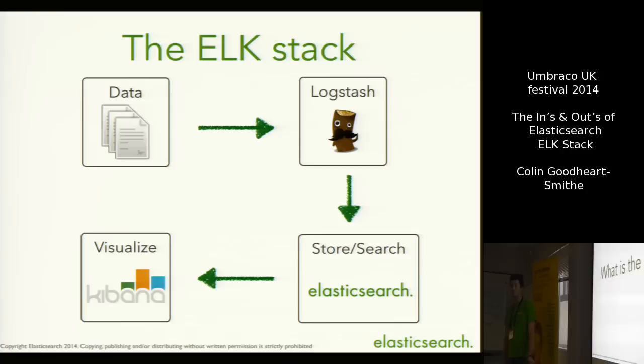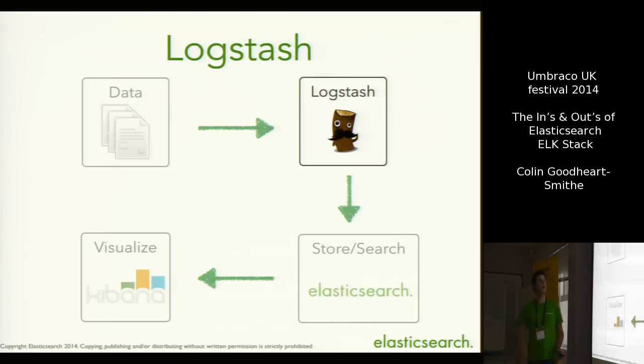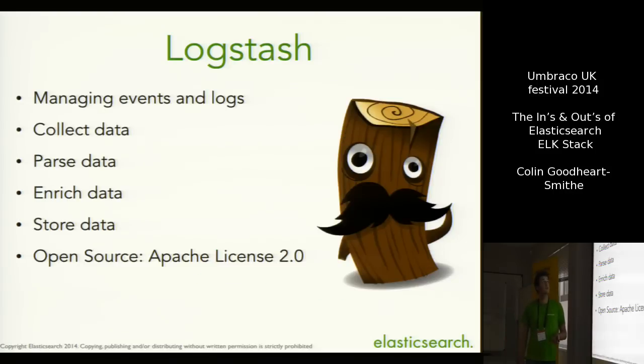So what is the ELK Stack? The ELK Stack is made up of Elasticsearch, Logstash, and Kibana. So to go through each one in turn, starting off with Logstash. Logstash is essentially an ETL tool. It manages events and logs, collects the data from a huge number of different sources, parses the data, enriches it, and then stores the data in, again, a huge number of data stores.